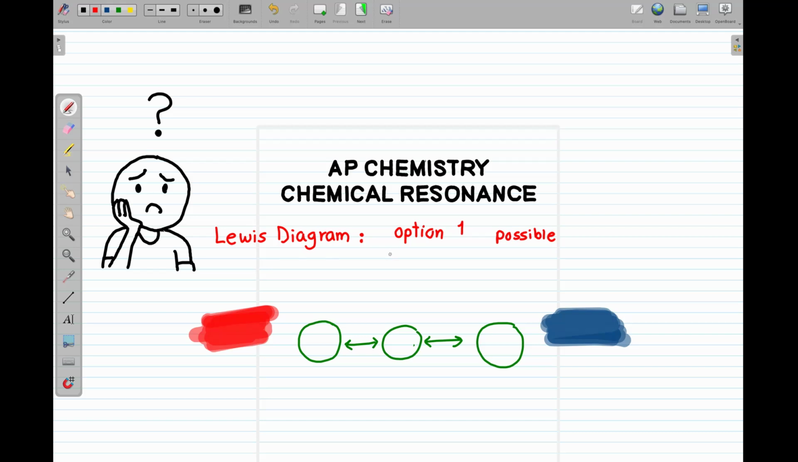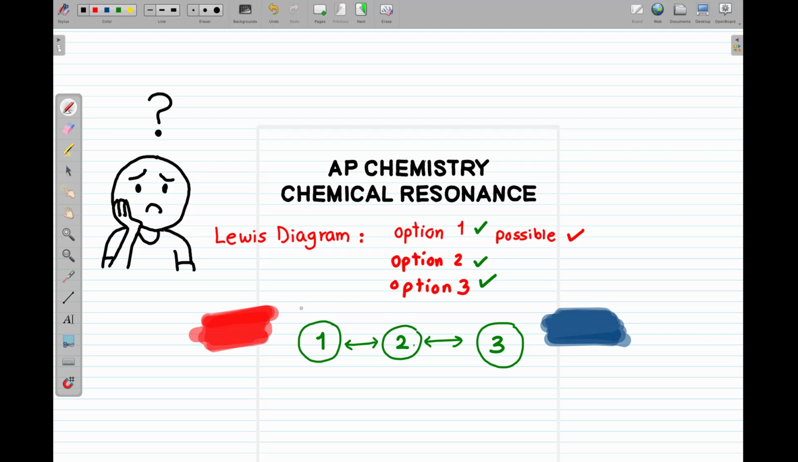Sometimes you find that there is more. Option one is possible, option two is possible, maybe option three. So if there is more than one possible option and all of them are correct, this is what's known as resonance. So structure one is okay, structure two is okay, structure three is okay, and all of them are following the octet rule.